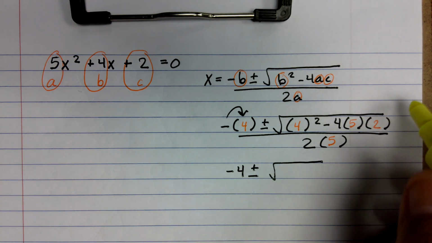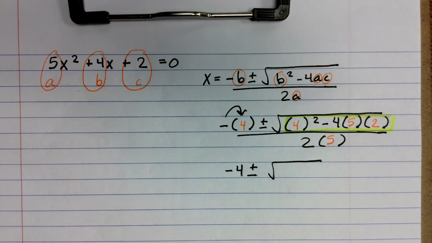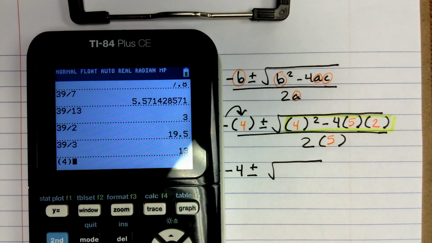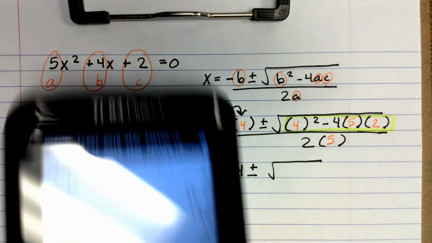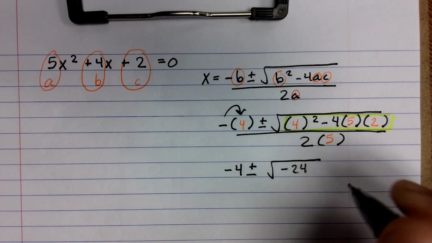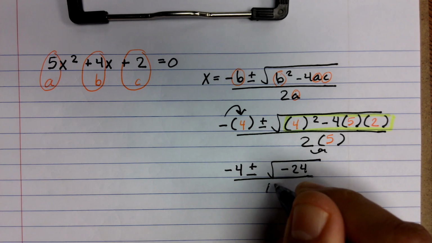And once again, I'm not going to put the radical sign in my calculator. I'm just going to put the numbers that are inside of it to see what that value is. And then we'll deal with it in just a moment. So let's put that in. I have parenthesis 4 close parenthesis squared minus 4 times 5 times 2. And it gives me negative 24. So now we have negative 24 over 2 times 5, which would be 10.